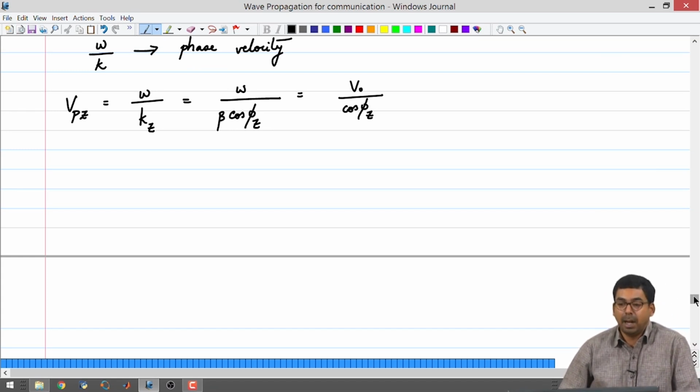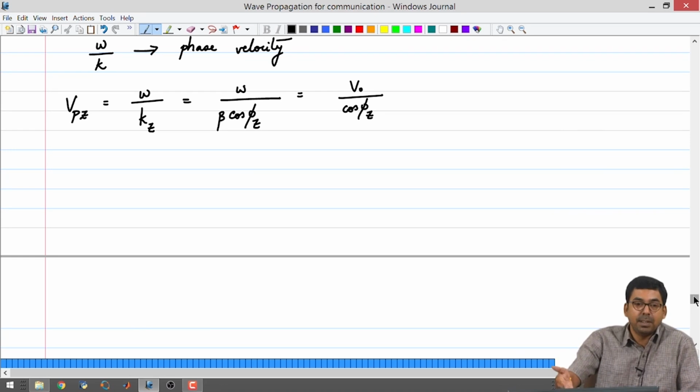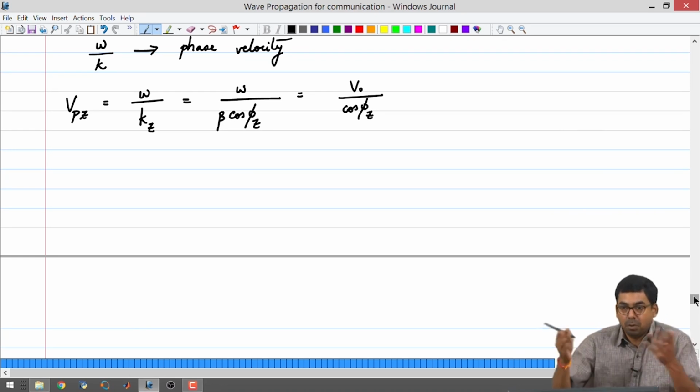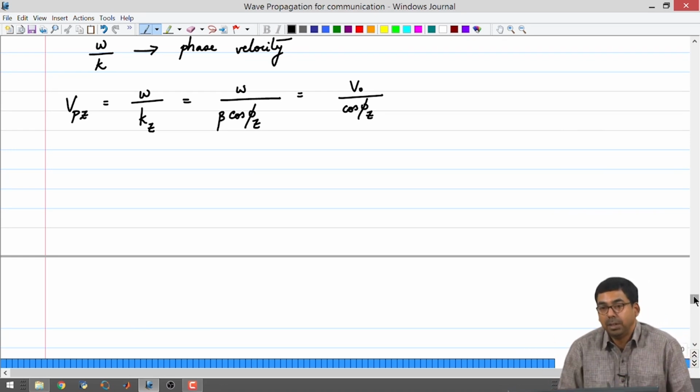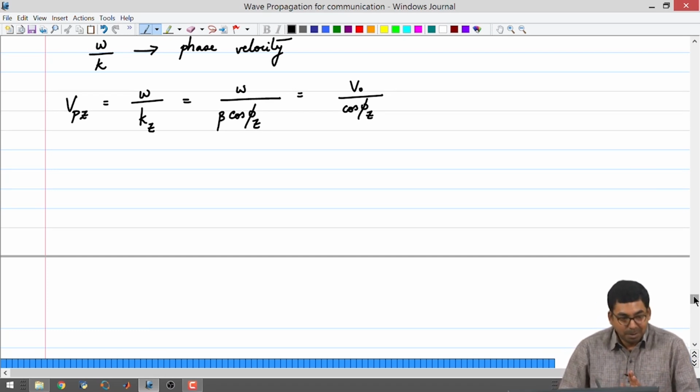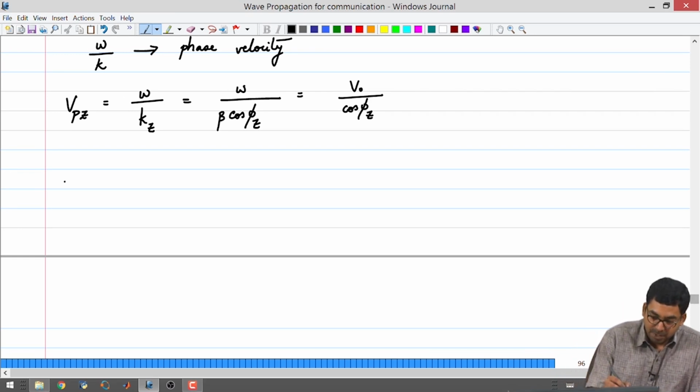Phase velocity being higher than velocity in free space is not at all uncommon. Simply by the expressions that we have written, the phase velocity could be higher than the velocity in free space, but it does not mean anything. So, this is something that one has to keep in mind. We have not yet seen the other type of velocity that is more important. We will be going there slowly.